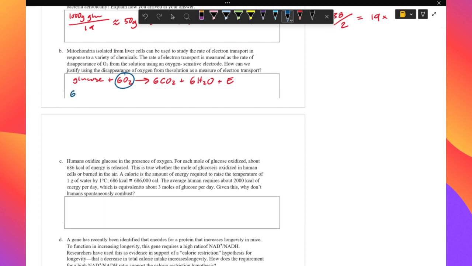So for every 38 ATP, 6 equivalents of oxygen are consumed. O2 can be used as an indirect measure of energy output.